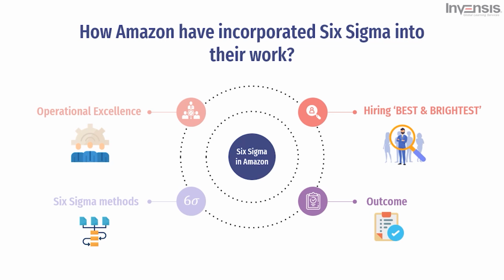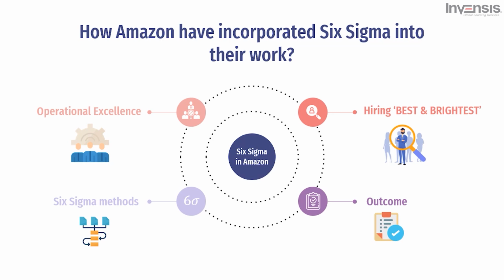Hiring the best and brightest. To achieve their goal, Amazon set about hiring the best and brightest, a common Six Sigma tactic. They took things one step further by training their employees as Six Sigma black belts. Six Sigma methods. By using Six Sigma methods, Amazon was able to reduce variation by actively seeking it out using DMAIC, root cause analysis, and similar tools. They reduced waste by cutting spending, eliminating non-value-adding process stages, and cultivating a Kaizen-based company culture.